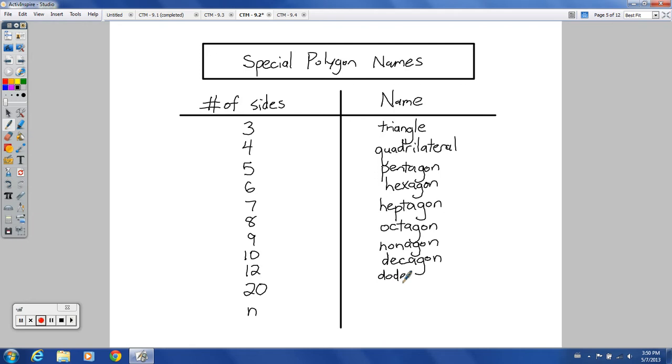This one is a dodecagon for 12. Dodecagon is 12. And I think of decagon being 10, and then I just added 2 more letters to that. That's a good way to remember. It's 12. 20. I don't have a clever way to remember this one yet. Icosagon.